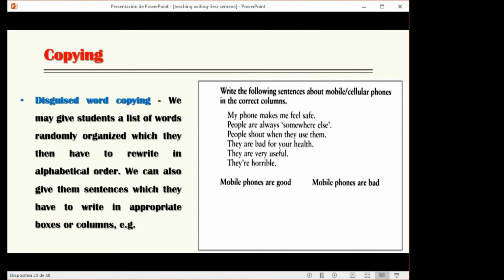Oh, my phone makes me feel safe. So the student recognizes the sentence starts with a capital letter and finishes with a period, a full stop. Oh, in the second sentence, we have here two apostrophes, like a quotation. Oh, in the last sentence, we have an apostrophe contraction. Notice, this is another way to practice the punctuation. I think it's also used for the spelling too.